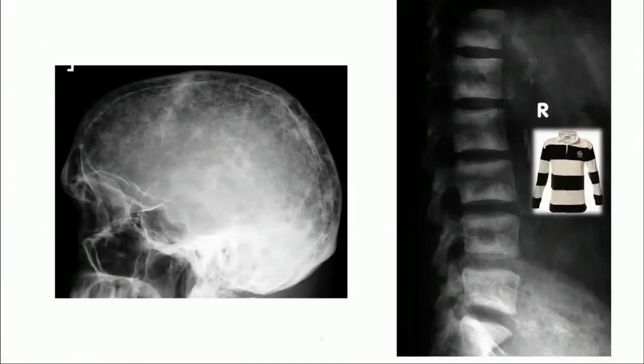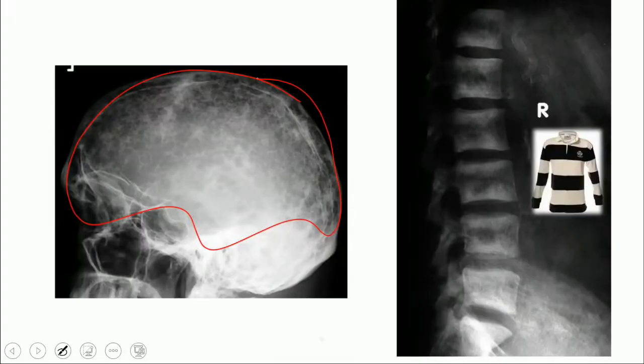Right. So these are some of the things that you see. In hyperparathyroidism, you see this very classical multiple lytic lesion, looking like myeloma, in the skull. This is called a rugger jersey spine that you see in osteomalacia. Right? There is something called a rugger jersey spine.